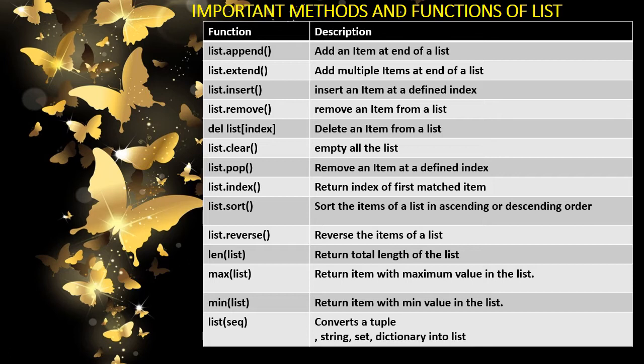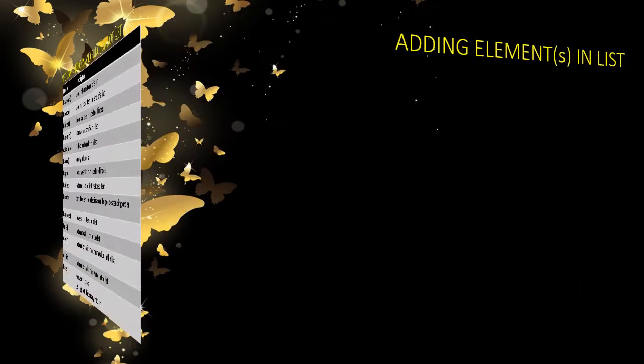And length of list is used to find the number of elements in the list. And max finds the maximum value in the list. Min of list means it finds the minimum value. And the list method is used to convert a tuple, string, set, or dictionary into a list. Let's see it one by one through examples.